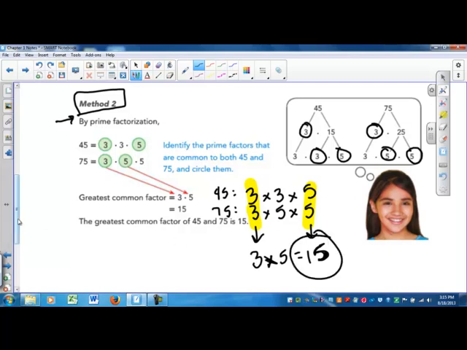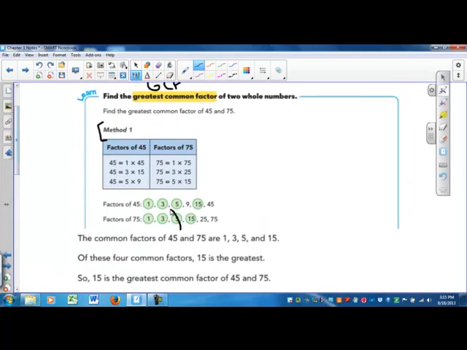We could have found, if we go back up here to where they did the list method with the exact same 2 numbers, 45 and 75, they had common factors of 1, 3, 5, and there was the biggest, 15. Go to the next page.